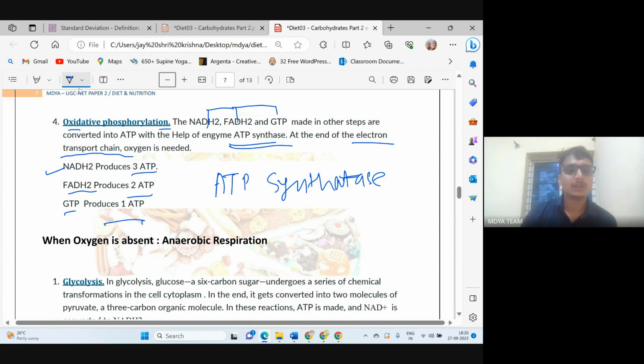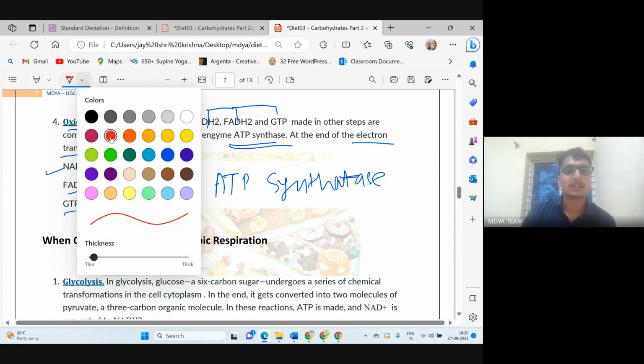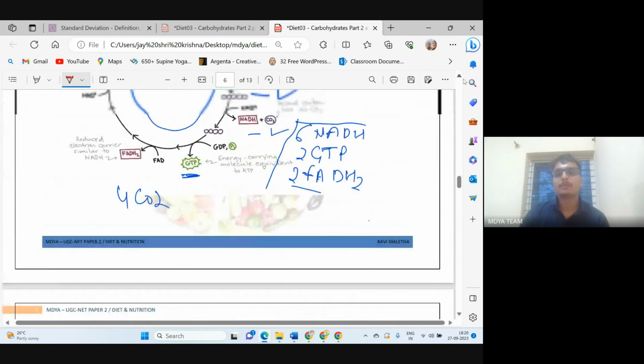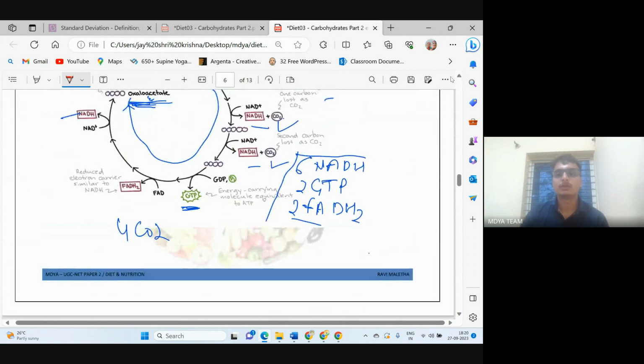So this is the only step you have to keep in mind: this is the only step which uses oxygen. Without oxygen, all the previous steps can happen. They don't need the presence of oxygen. Oxygen is only needed in this fourth step, that is oxidative phosphorylation. So now we can calculate the total number of ATP produced from one molecule of glucose.